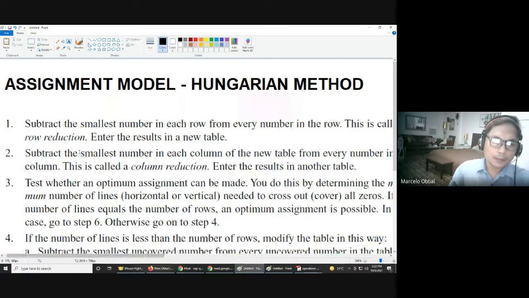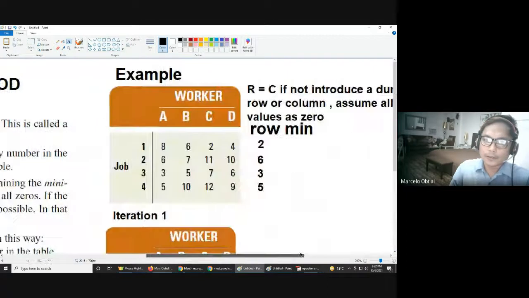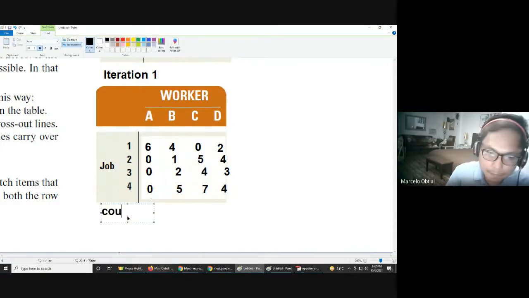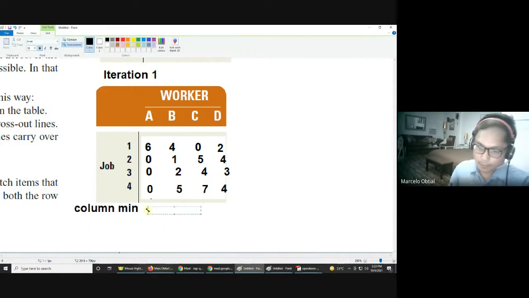Okay, subtract the smallest number in each column of the new table from every number in the column. This is called the column reduction. Okay, the same procedure. This is the column minimum. So 0, then 1, 0, then 2.